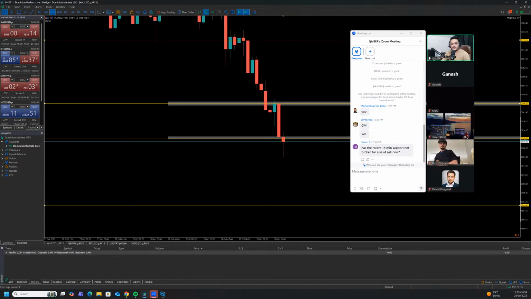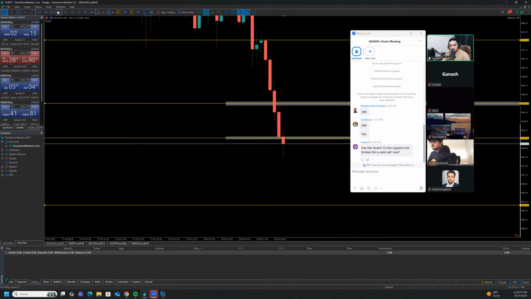All right, so look at this one. Okay, has the recent 50-minute support not broken for a valid sell now? We'll see if this candle is going to close with a small body, and the next candle creates a break of the low. It also makes sense for the sells. The previous candle does not have a bottom wick, the 15-minute does not have a bottom wick. It's very important to see how this candle is about to close.